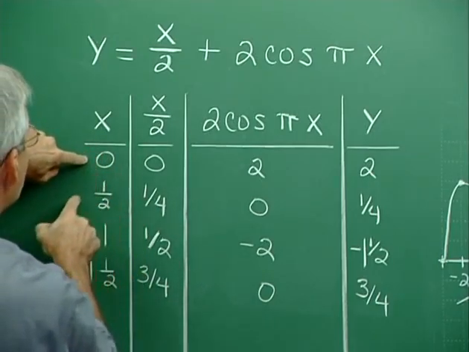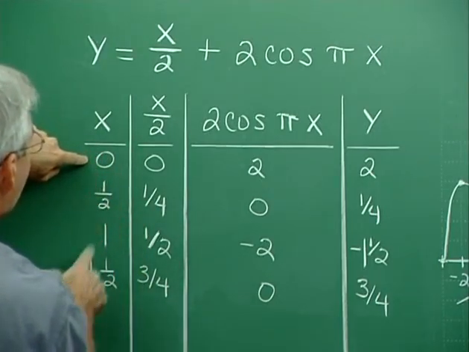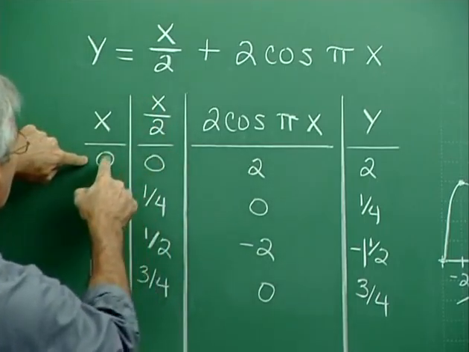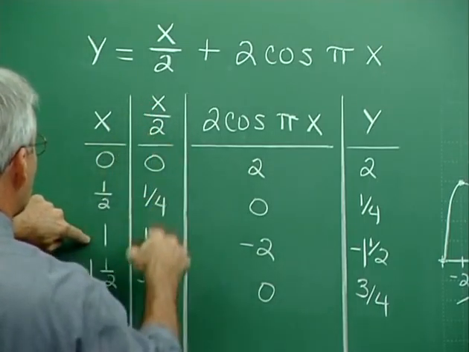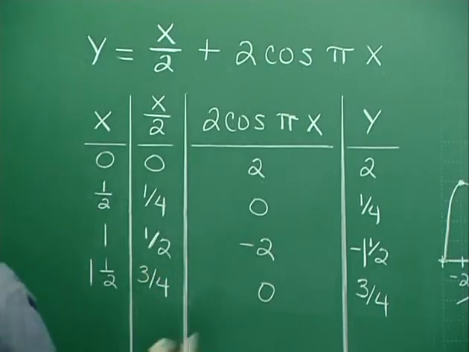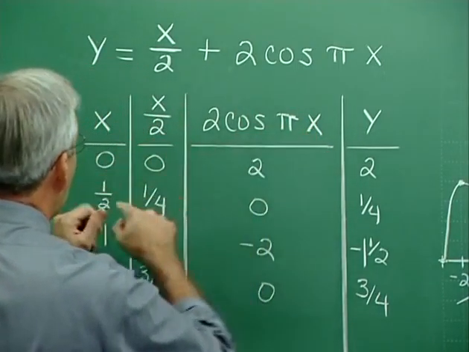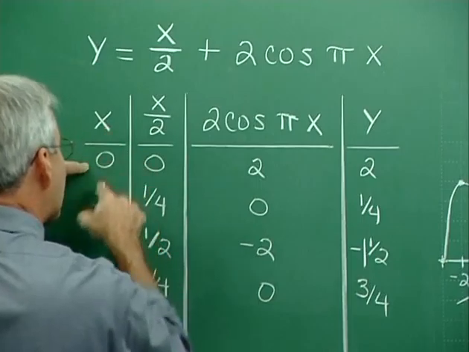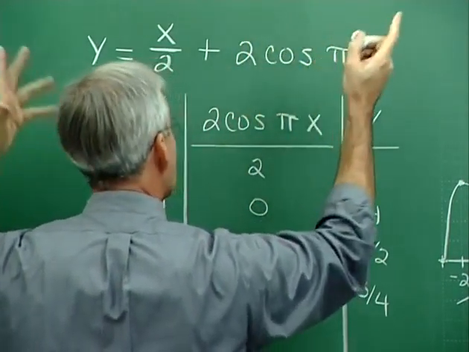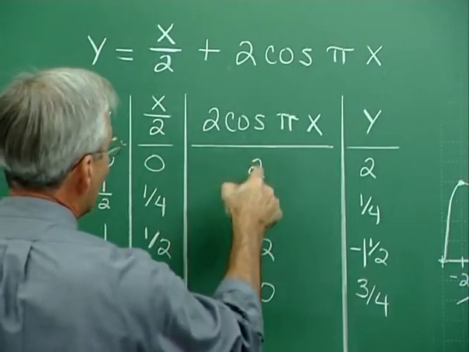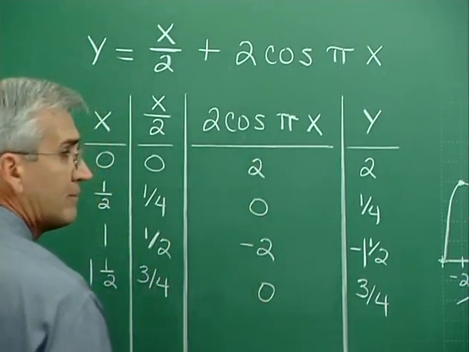I started with 0, then I went 1/2, 1, 1.5. And then for x over 2, 0 over 2 is 0, and then 1/2 over 2 is 1/4, and 1 over 2 is 1/2, and so on. All right, and then for this one, I replace with these values of x, and I get some familiar values here, and then 2 times those familiar values give me 2, and then 0, and then -2, and then 0.